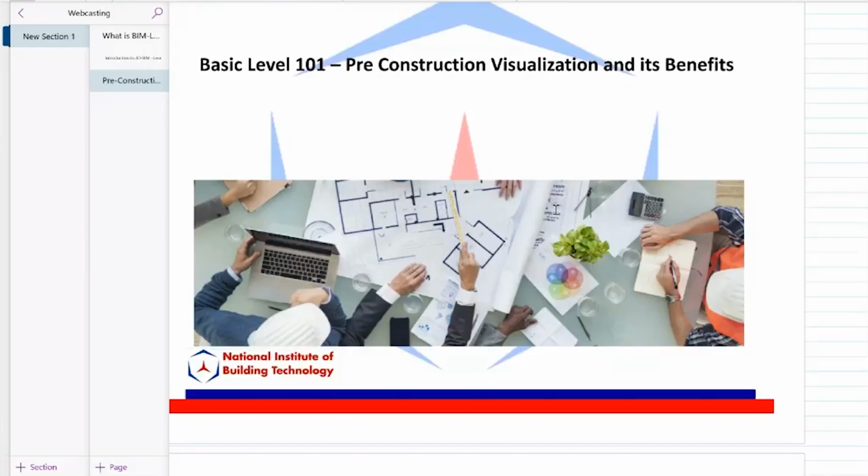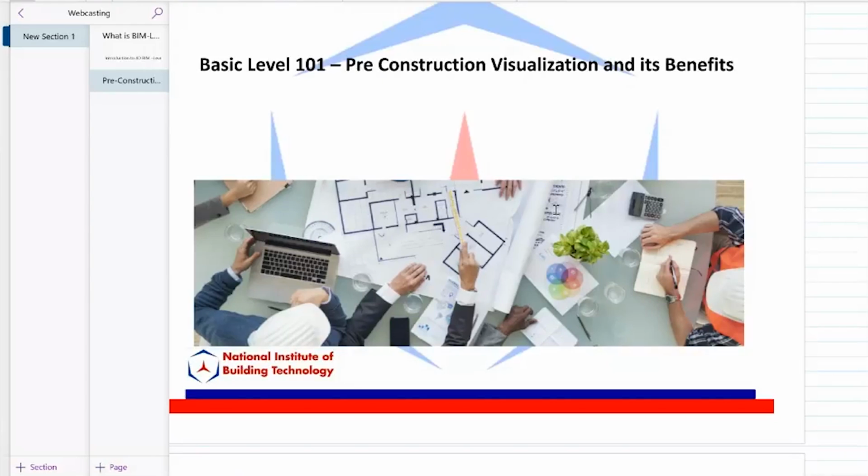Rahul, thanks for the elaborate explanation. With many softwares, how to decide the optimal one, sir? It's very simple, guys. You have to understand what your goal is. Let me first explain what BIM is, because I think most of the people don't understand what BIM is.